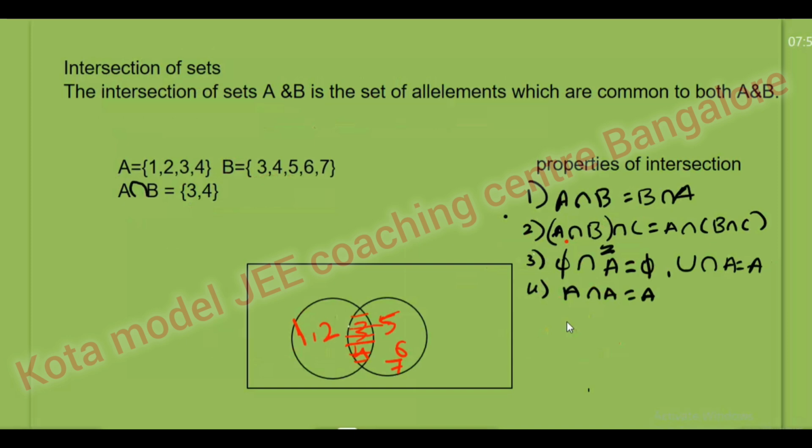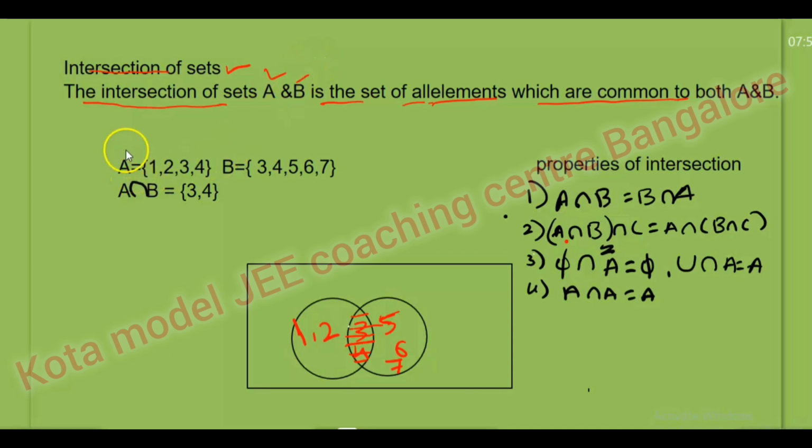Now move to the next operation, that is intersection of sets. The intersection of the sets A and B is the set of all elements which are common to both A and B. In general, the common elements set of 2 or 3 sets is known as an intersection of sets.